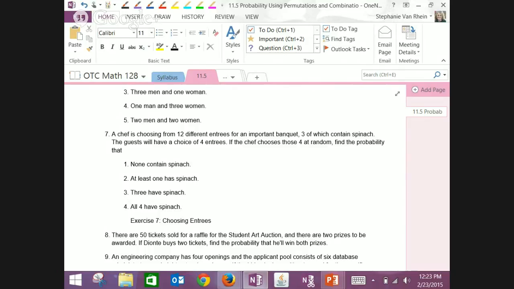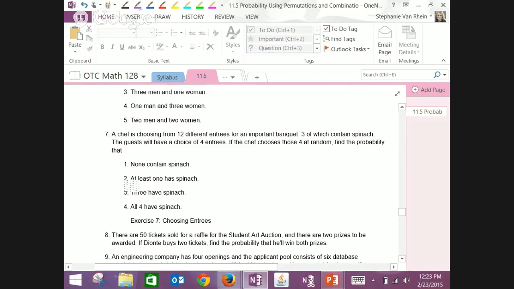Again, you have 3 that contain spinach. A guest will choose 4, and a chef will choose 4. Find the probability that none contain spinach, and that at least 1 contains spinach. At least 1, that's where the "at least 1" comes up.